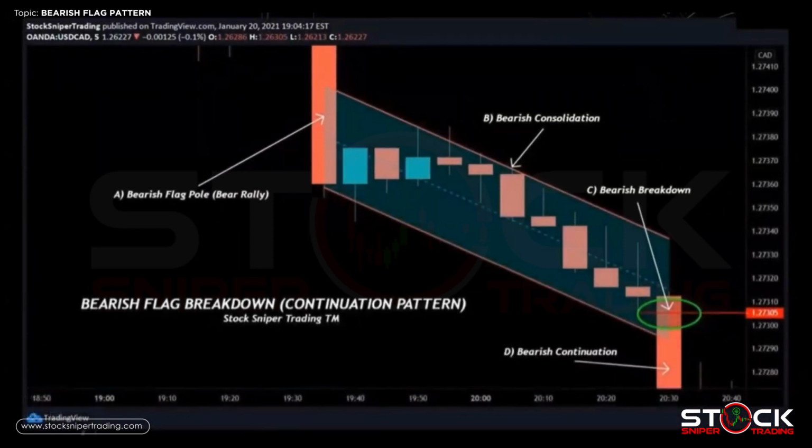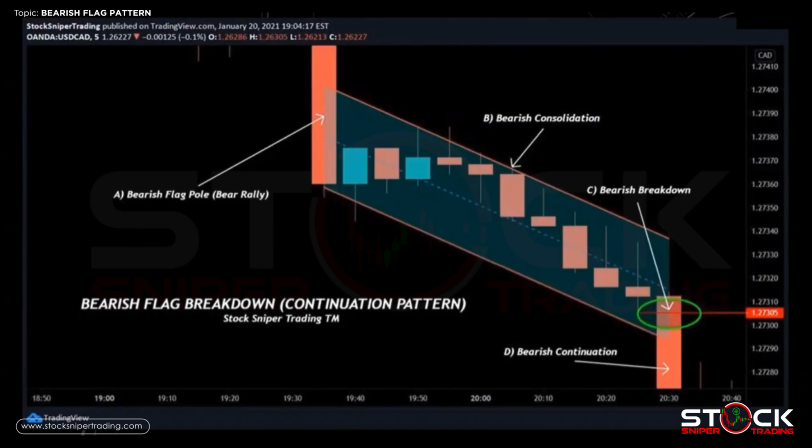This is another bearish flag breakdown. This is a continuation pattern, but now we have parallel trend lines that are sloping down, continuing the bearish movement. So A, we have our bearish flagpole. This is our bear rally or selling momentum. And we reach a level of support where we do get some buying momentum. However, we get B, the bearish consolidation, where we're making lower highs.